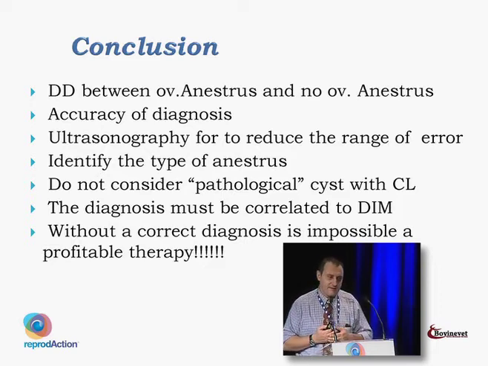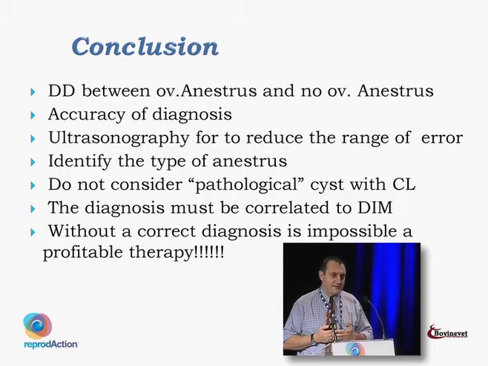The second point is the accuracy of the diagnosis. Without a good diagnosis, it's not possible to do a correct therapy. And we can change the hormones. We can use natural prostaglandin instead of synthetic, or synthetic instead of natural. We can use buserelin or gonadorelin or other GnRH agonists, but finally the result is always the same. If we have not made a correct diagnosis, the result will be very, very bad.